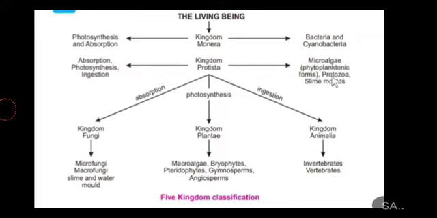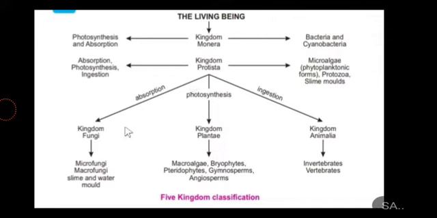Other organisms were protozoans, and their mode of nutrition was ingestion. The slime molds had the mode of nutrition absorption. So all these organisms with such forms of nutrition were categorized in Kingdom Protista.